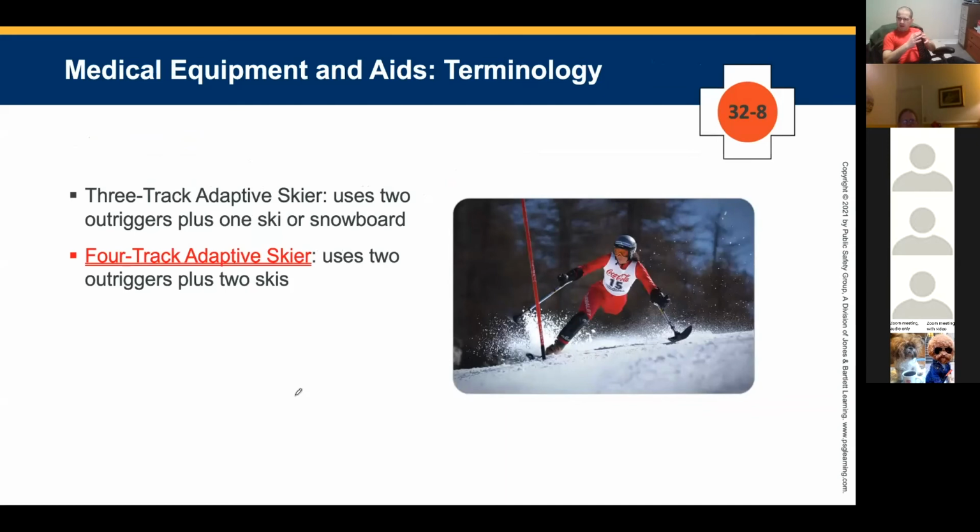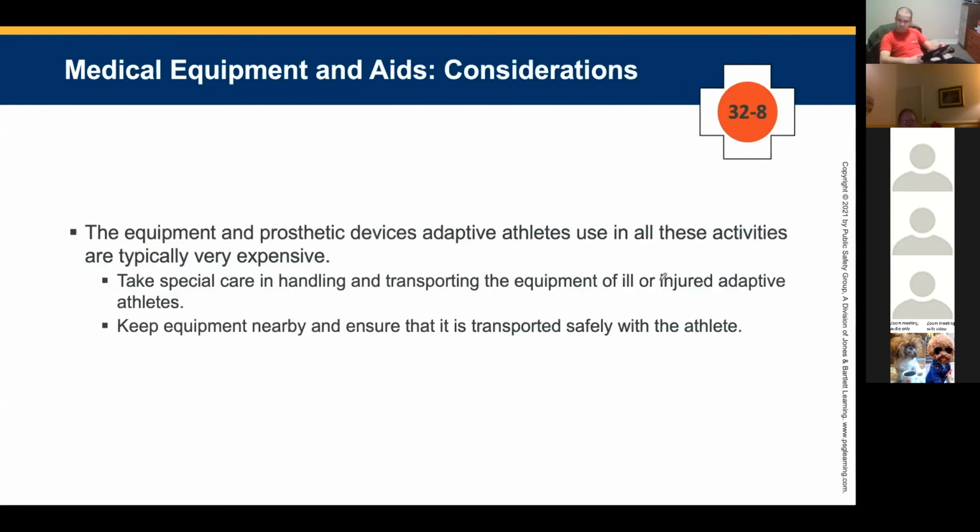And then we've got the 3-track adaptive skier, which uses 2 outriggers plus 1 ski, or a 4-track adaptive skier, which uses 2 outriggers plus 2 skis. So we see here, this individual in the photo is missing their leg. So this is 1 ski with 2 outriggers. They may be missing their leg, but they're shining that game.